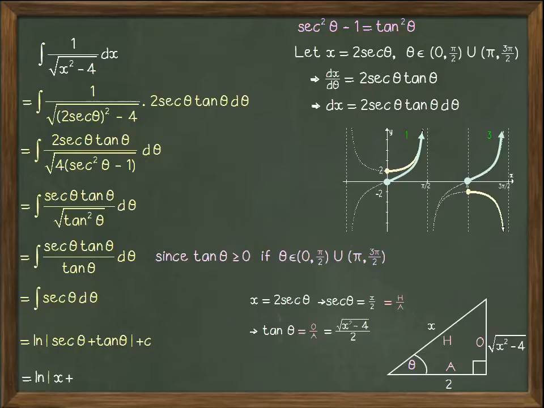So my final answer is the ln of, now sec can be substituted by x over 2, and tan by the square root of x squared minus 4 over 2, plus c.